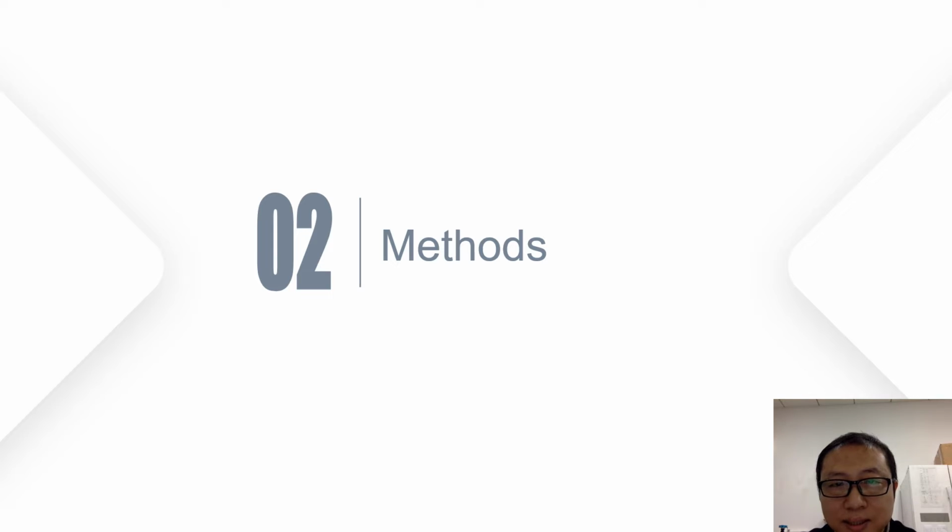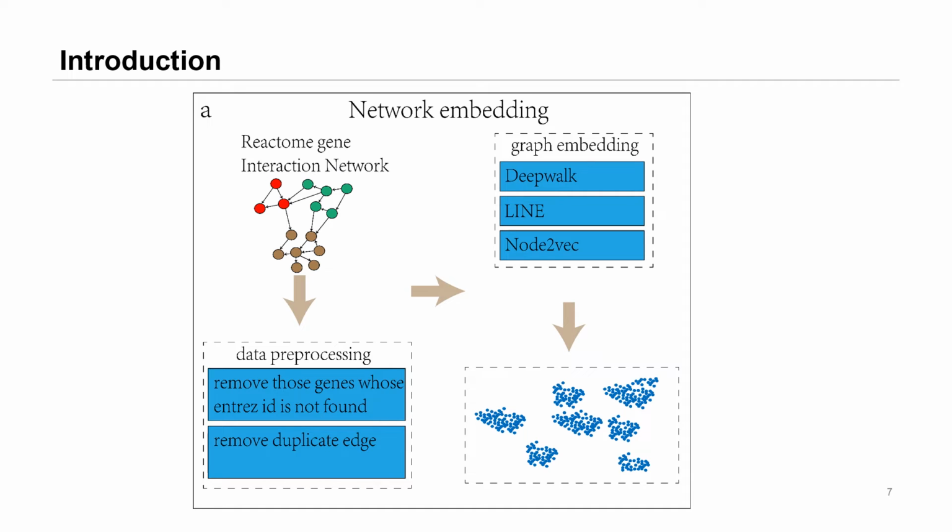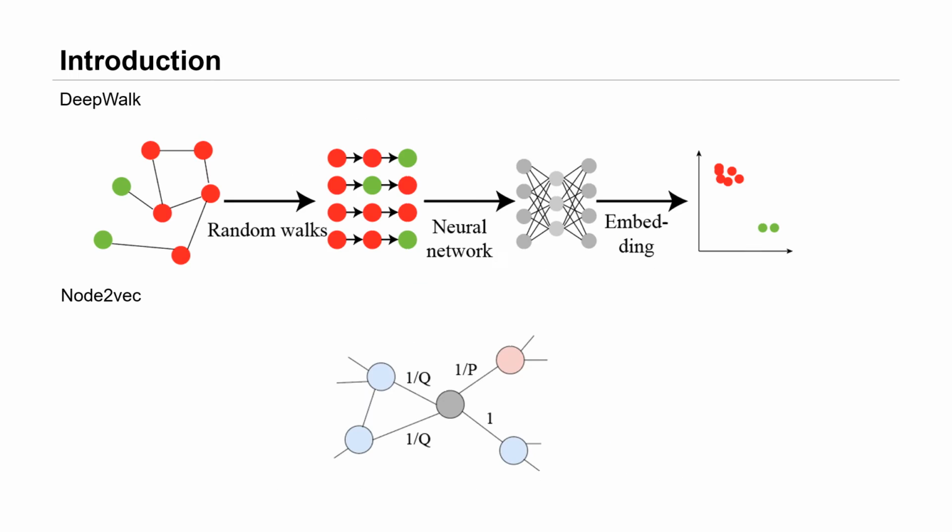The next section is method. We employ three embedding methods on the Reactome pathway interaction database. The Reactome database supplies an edge list for all gene interactions in whole human pathways. The graph embedding algorithms include DeepWalk, LINE, and node2vec.